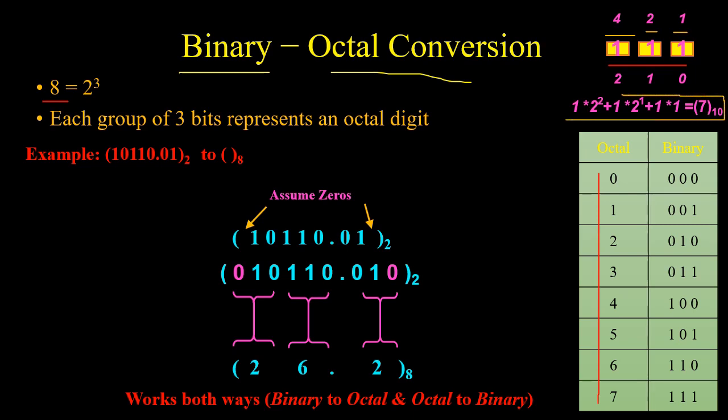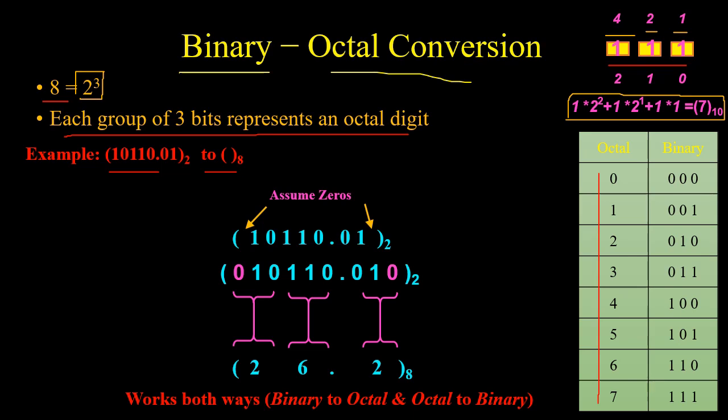So for representation of an octal number system, we will use 3 binary bits. So for conversion of a binary number to an octal number, we will make a group of 3 bits, which will represent an octal number system. Now consider a given binary number, and we are trying to find its equivalent octal number. For an octal number, we will make a group of 3 bits.